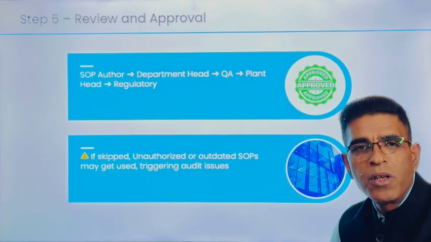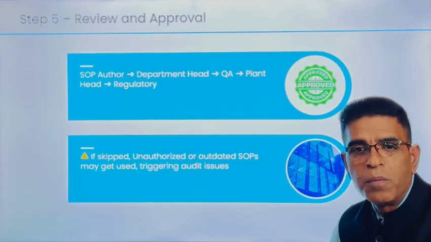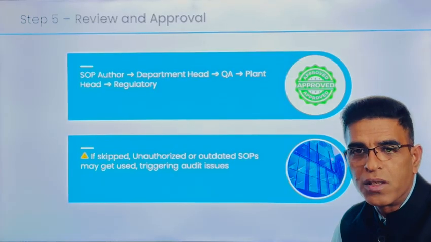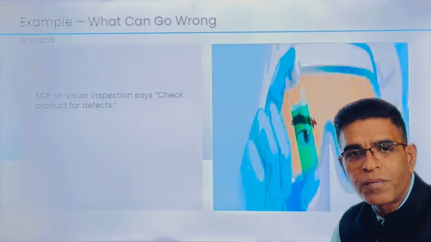An SOP must be reviewed for accuracy and compliance. QA ensures alignment with the GMP. Regulatory confirms it meets the standards. The final approval gives it authority. Without this, it's just a draft, and that's very risky. Now let's look at what happens when the SOP goes wrong.